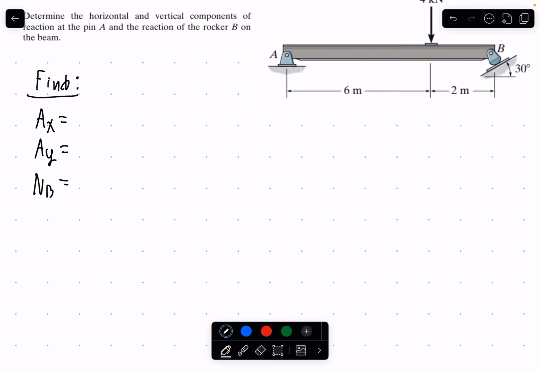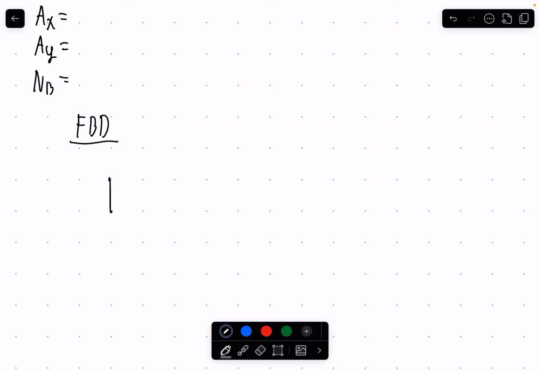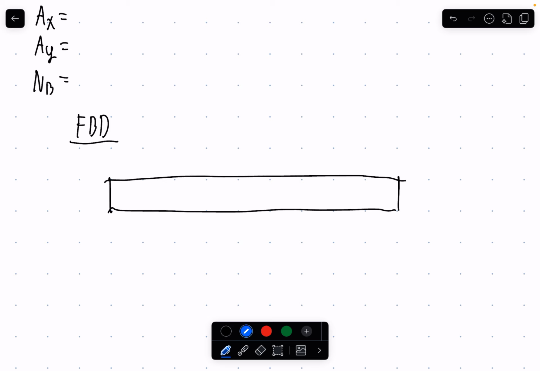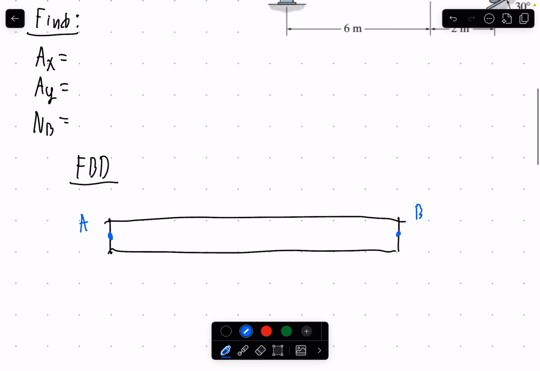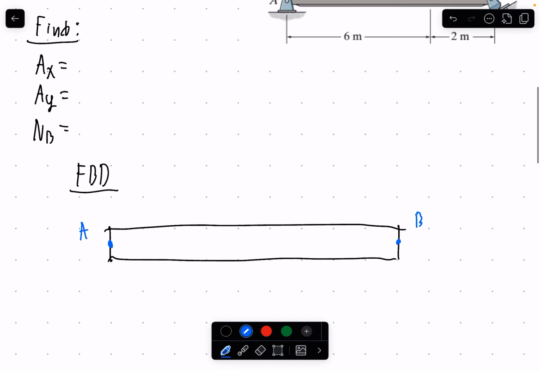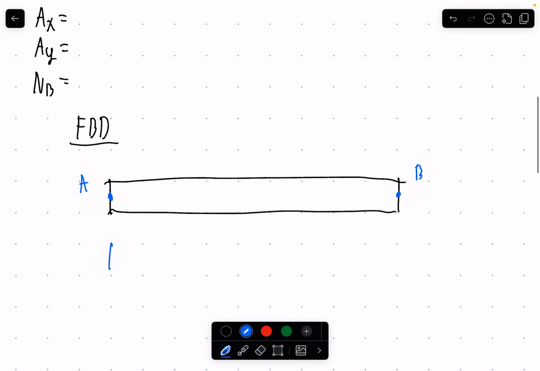Okay, let's start with a free body diagram. Even though this is a massless and widthless beam, it's still important to draw it with some width, just for ease of understanding. Let's label the beam. Got point A right here, point B right here. And if a problem gives you a labeling system, I recommend using those just so you don't get confused with a different system. 6 meters from there and 2 meters here.